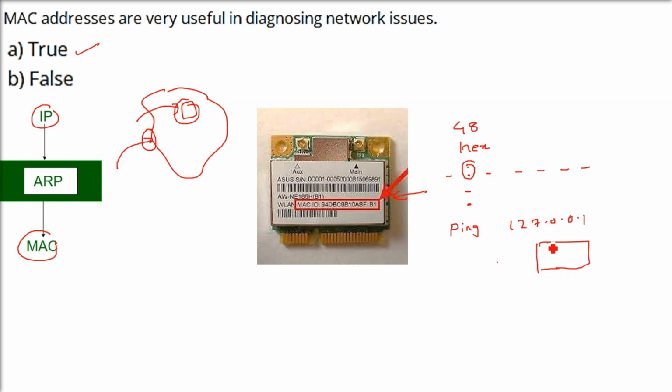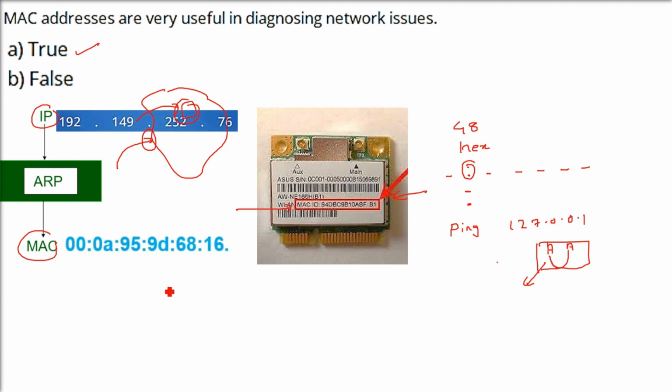Okay, so that packet will start and end at your system only. It will never leave your system anyways, anyhow. So you are able to check a network interface card. This is a network issue. So you can diagnose your network issues using the MAC addresses. And the best part is the IP addresses can be changed. It is software defined. You can manually give it.